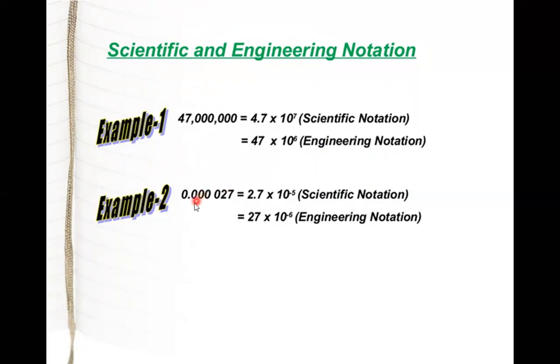If you take the decimal fraction 0.000027, this is written as 2.7 into 10 to the power of minus 5, with only one digit before the decimal point. So 2.7 into 10 to the power of minus 5 is scientific notation. Whereas with 10 to the power of minus 6, this can be written as 27 into 10 to the power of minus 6. So this is engineering notation.